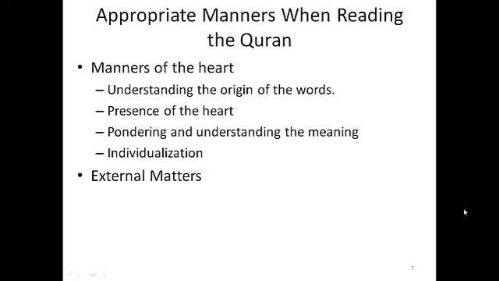Also, the reader should always ponder and understand the meaning of the verses that he's reading. So there's less reward in reciting the Quran without understanding the meaning, because the Quran was revealed for guidance, and this can be achieved through recitation accompanied by pondering. And this means to interact and react to every verse according to what is proper for it.